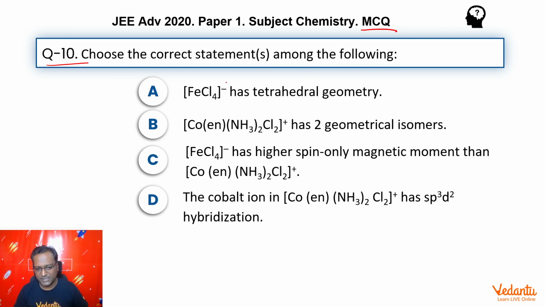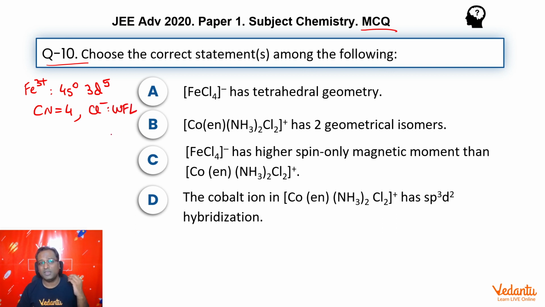Okay, the first one says FeCl4 minus has a tetrahedral geometry. We'll try and solve whatever we can solve here, otherwise we'll move on to the next slide. So in the first case, we have Fe3+ given to us. In Fe3+, we know that the electronic configuration is 4s0 3d5. Now, the coordination number given to us in the question is 4, and we have Cl minus with us, that is a weak field ligand.